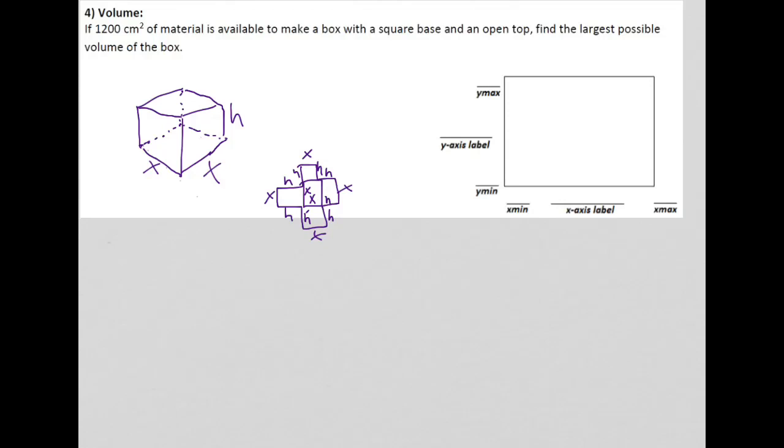But if you think about it, we have two things going on. We have rectangles that are x by h, and we have 4 of those. And we have one rectangle, or one square to be more specific, that is x by x. And there's only one of those. So the surface area, which is 1,200 centimeters squared, is going to equal 4xh plus x squared. But we're not interested in the surface area, we're interested in the volume.